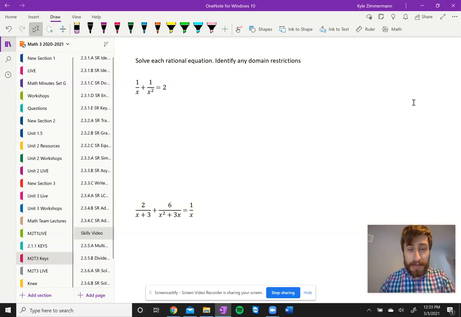Team, it's Mr. Z, and today we're going to solve some rational equations. This is what we've been working for. Basically, everything this unit has been building up to this moment. Let's take a look.